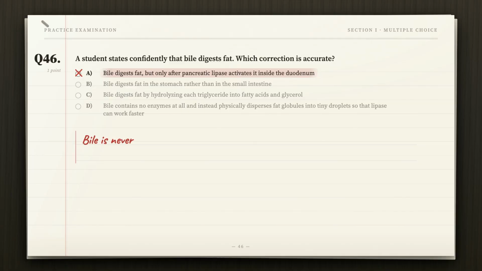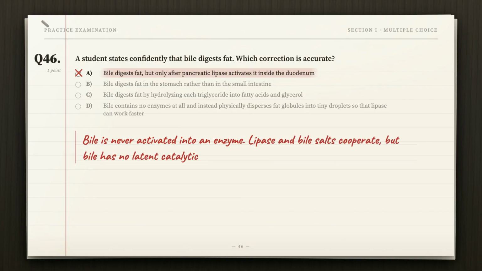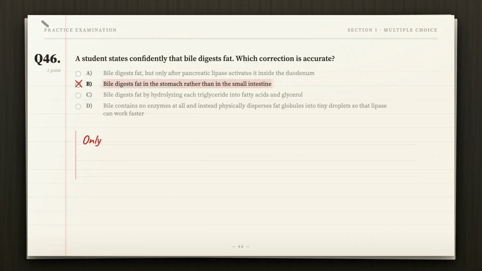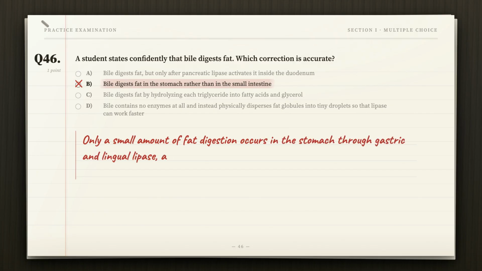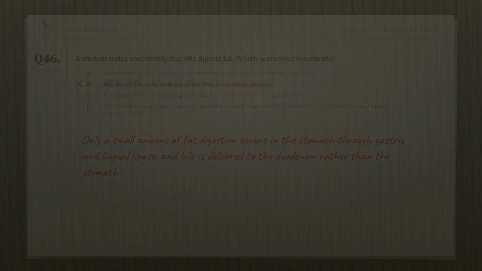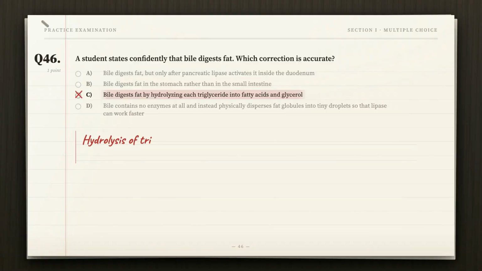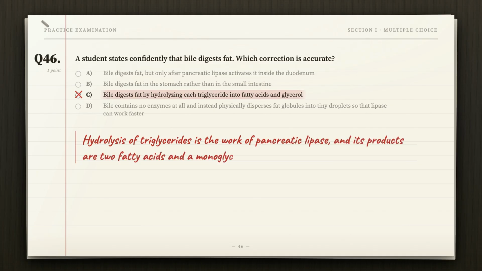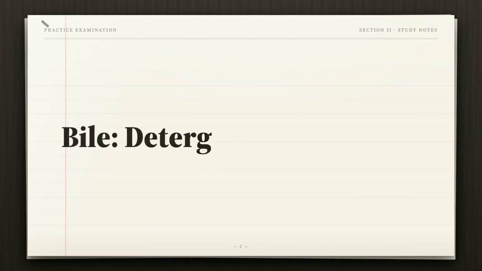A is wrong because bile is never activated into an enzyme. Lipase and bile salts cooperate, but bile has no latent catalytic capability. B is wrong because only a small amount of fat digestion occurs in the stomach through gastric and lingual lipase, and bile is delivered to the duodenum rather than the stomach. C is wrong because hydrolysis of triglycerides is the work of pancreatic lipase, and its products are 2 fatty acids and a monoglyceride rather than free glycerol.